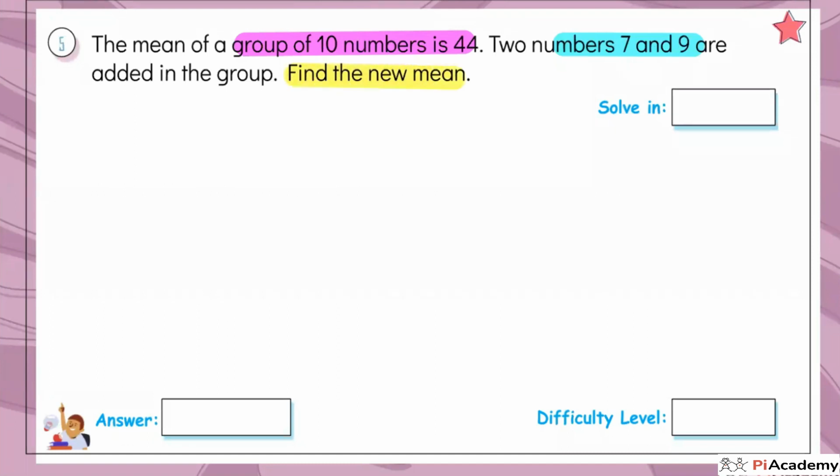You have to figure this one out, and I am giving you 2 minutes to solve this question. Okay, your time starts now. Everyone, please do this question.